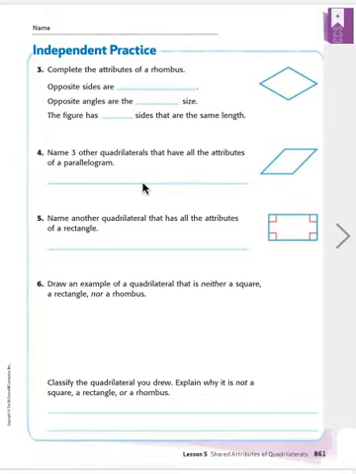Again, the rectangle, square, and rhombus. And rhombus is spelled R-H-O-M-B-U-S.